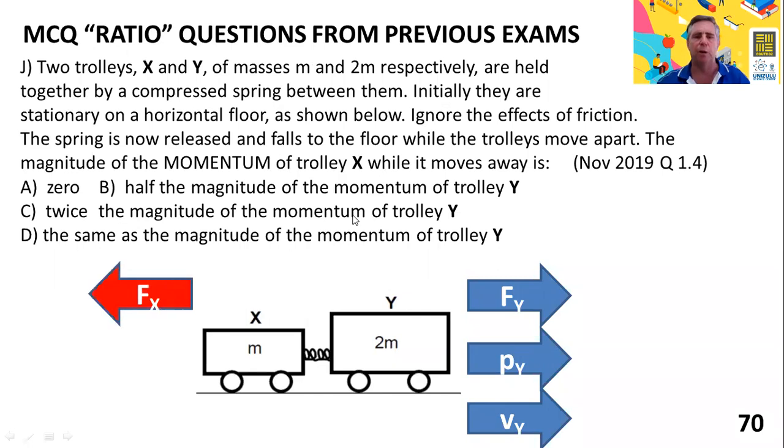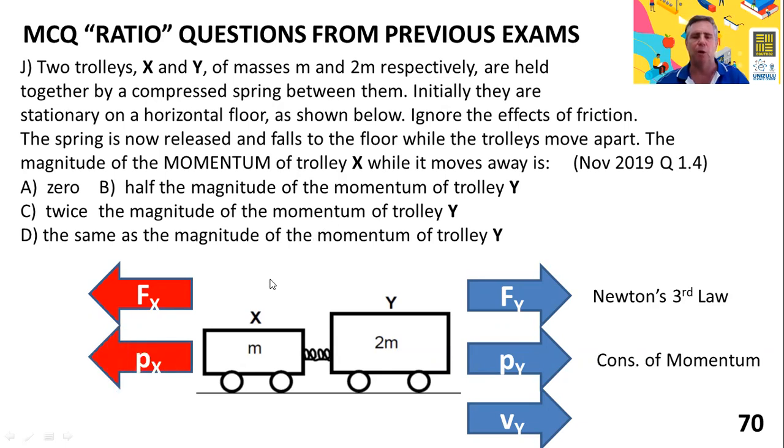Now, X will experience a force Fx to the left, which must be equal and opposite to Fy because of Newton's third law of motion. It will also experience a momentum Px to the left, which must be equal and opposite to Py because of the law of conservation of linear momentum.